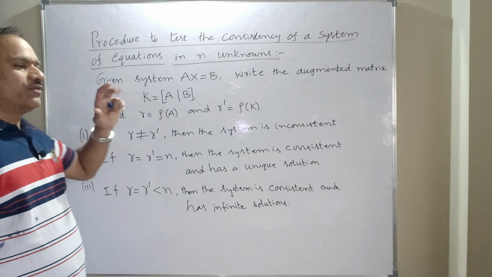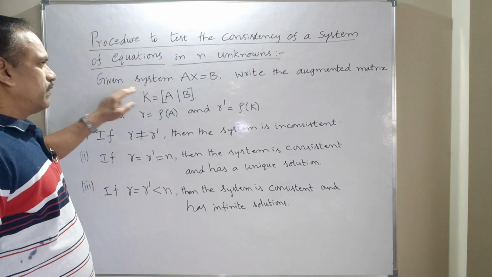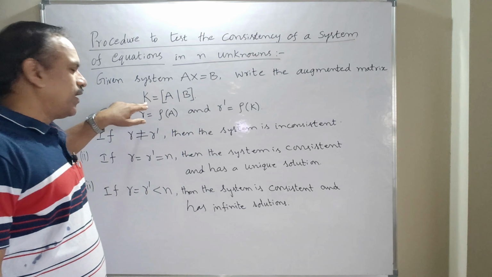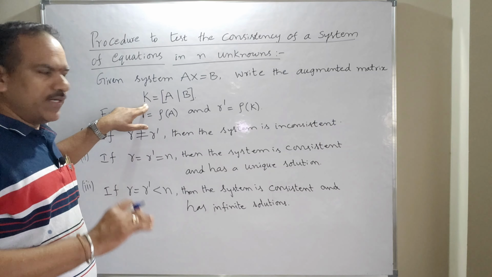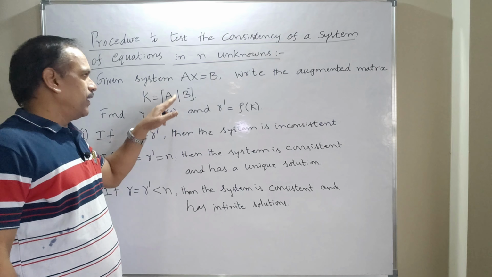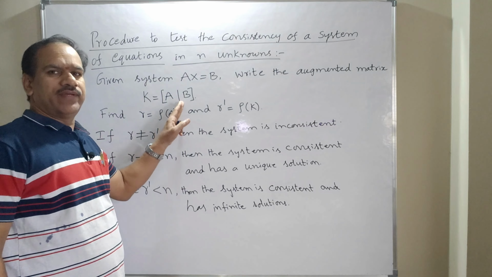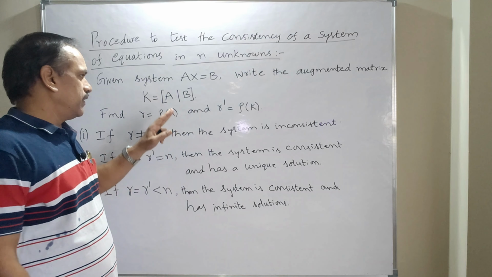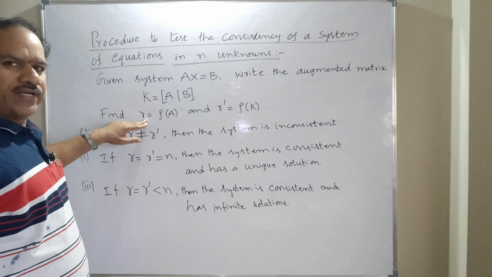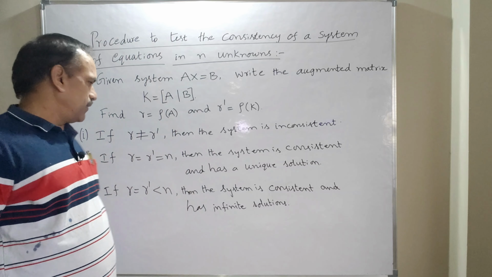So coming to the procedure to test the consistency of a system of equations in n unknowns, you are given the system Ax equal to B. Write the augmented matrix. We call this matrix K as augmented matrix. What does it mean? You have to write the coefficient matrix A and the column matrix B side by side. And if you want, you can make a separation between A and B. Otherwise, you can do it as it is. I use a separation between A and B. Then find the rank of A and name it as R. Find the rank of K, augmented matrix, and name it as R dash.